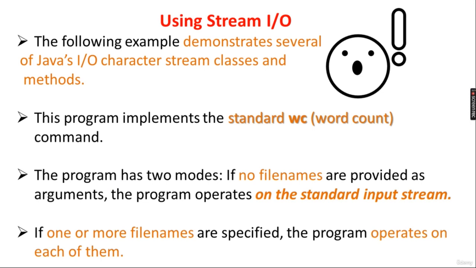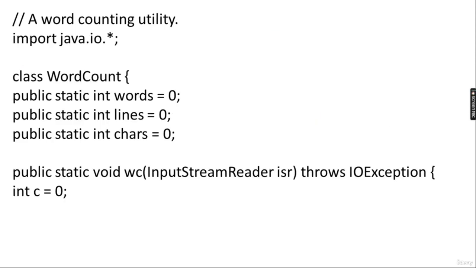Okay. Then, using stream input output. In the following example we will see several of Java's input output character stream classes and methods. The standard word count command has two modes. If no file names are provided as arguments, the program operates on the standard input stream, that is the keyboard. And if one or more file names are given, the program operates on each of them. Okay. When file names are given, the program will operate on the files. Otherwise, the keyboard is used.